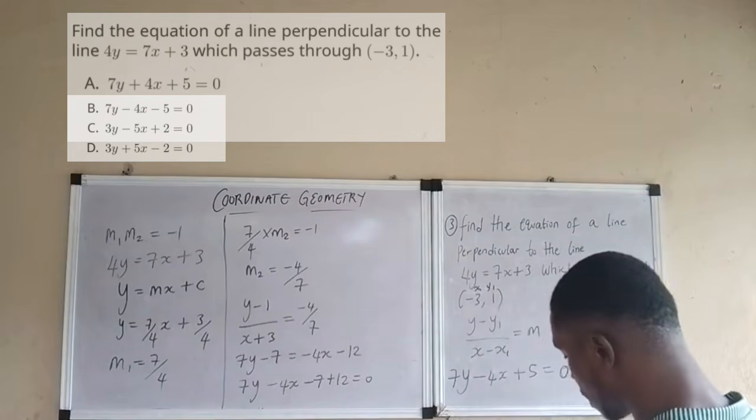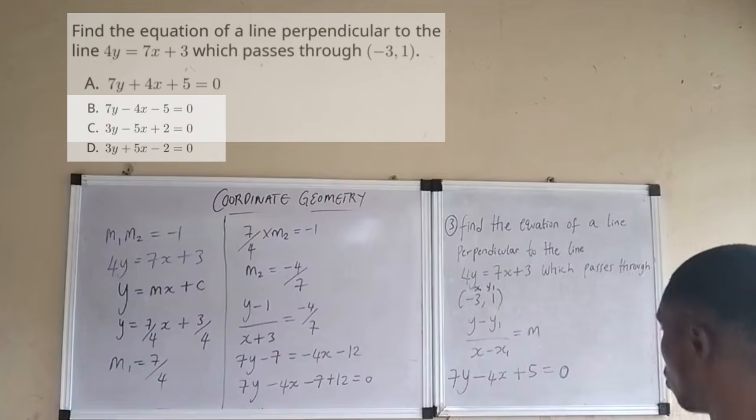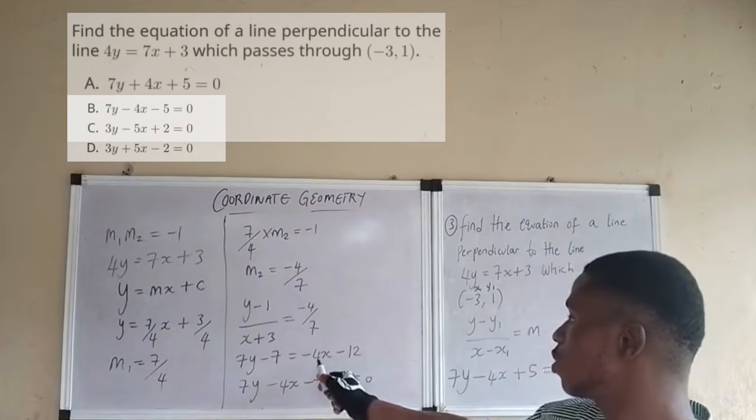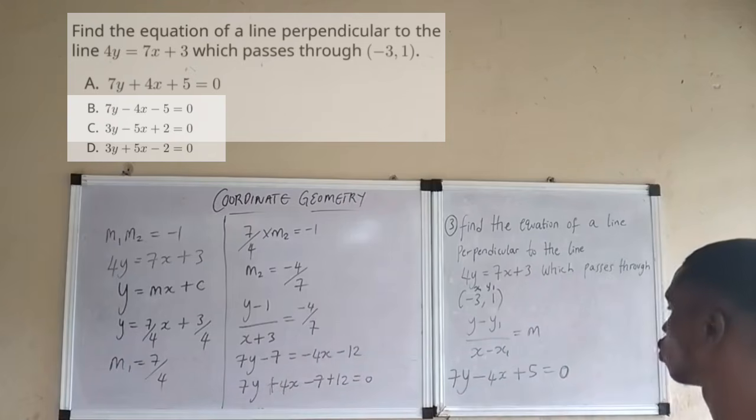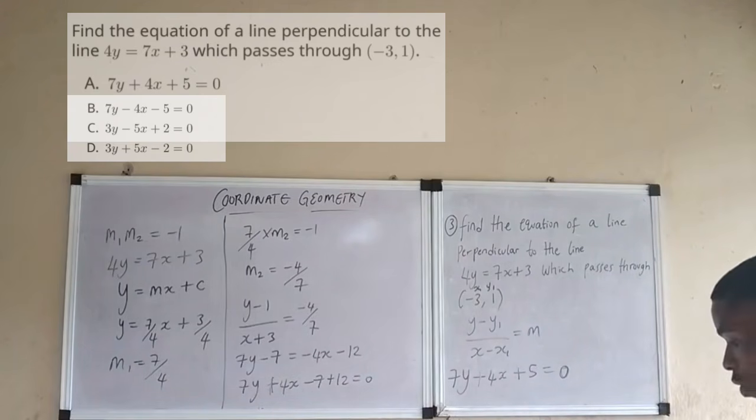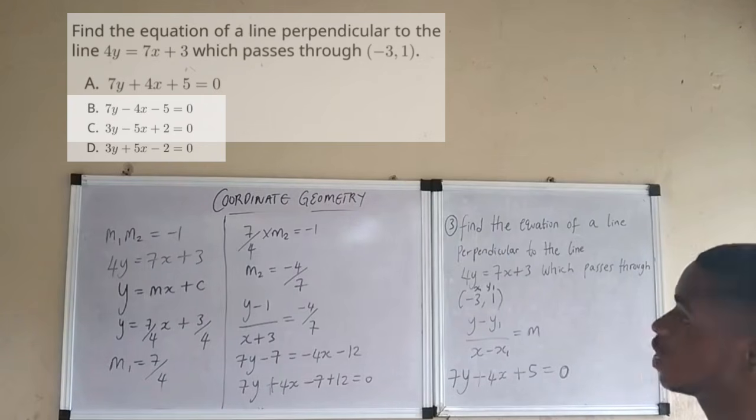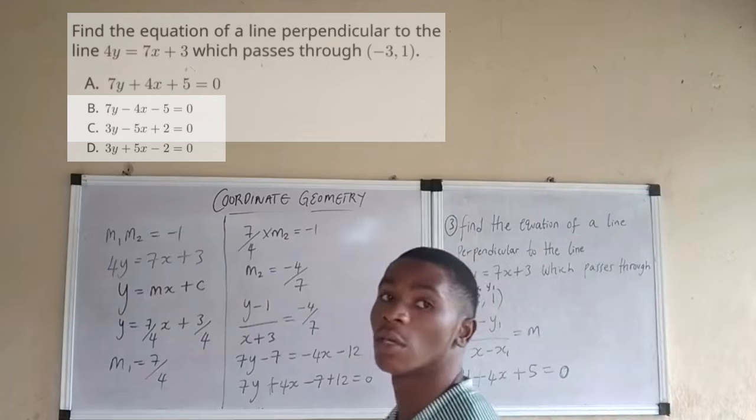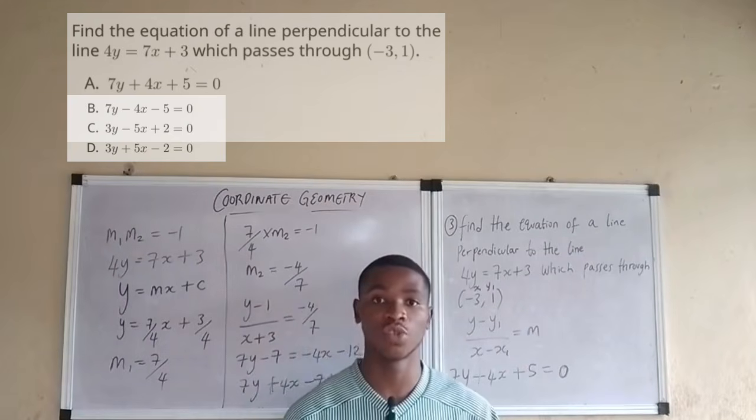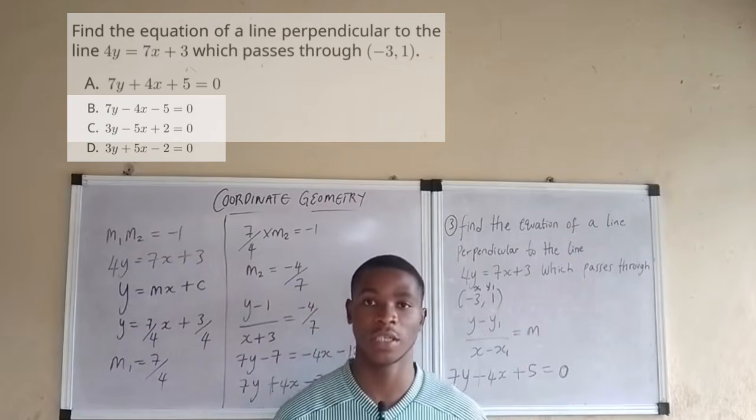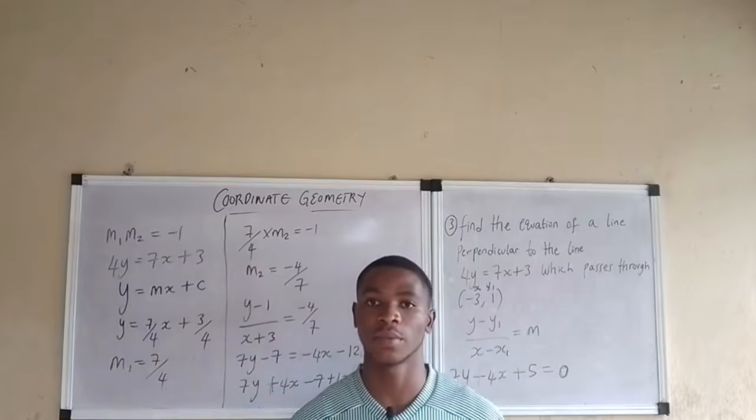Okay, so if you look at the options, there is a little mistake. We actually need to change this to plus, because when minus 4x comes to this other side, it should be a plus sign. So our final answer is 7y plus 4x plus 5, and that's option A. So the correct answer to this question is option A. So this is how you attempt likely questions on coordinate geometry. Now we're going to move on to the next topic, which is trigonometry. We're going to solve some questions in this aspect. So let's get into it.